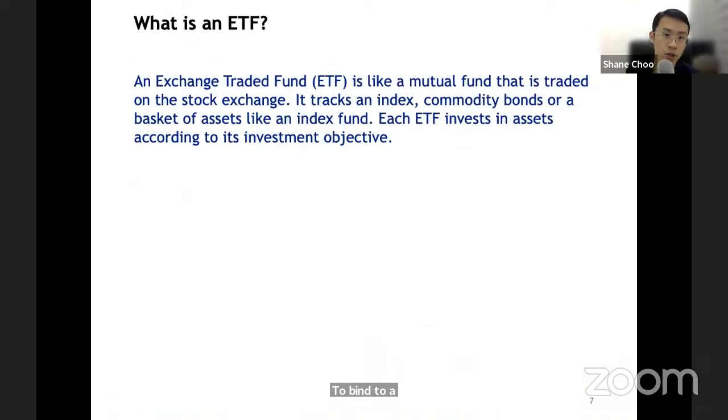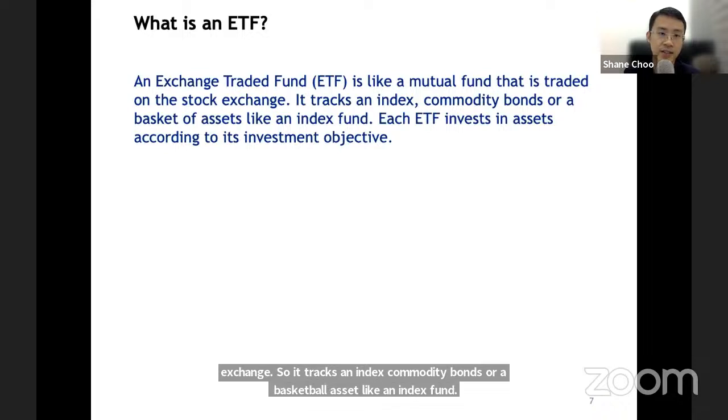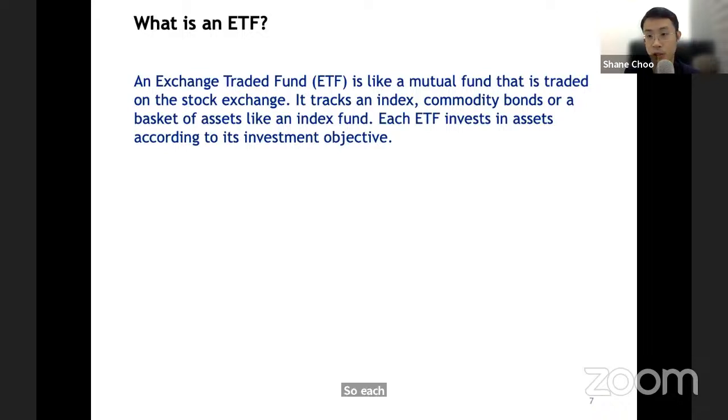So you can't buy into an index, but you can buy into an ETF that tracks the index. So what exactly is an ETF? ETF stands for Exchange Traded Fund. It's like a mutual fund that is traded on the stock exchange. It tracks an index, commodity, bonds, or a basket of assets like an index fund. Each ETF invests in assets according to its investment objective.